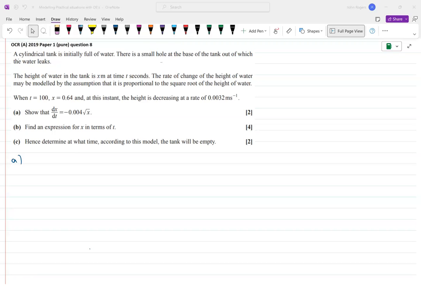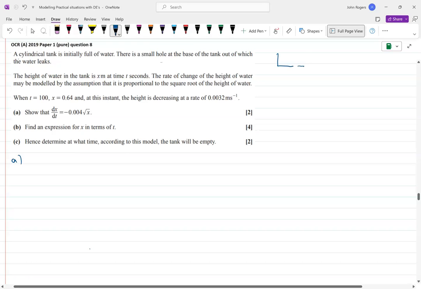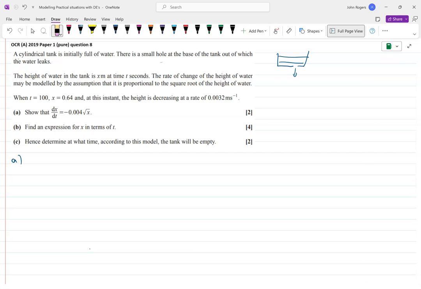It sets the scene. It talks about a cylindrical tank with water coming out of the bottom here, so obviously the height over time is going to be decreasing. It's given us the variables: the height is x, and the time is t seconds. There are two key things that will enable us to set our equation up, but the first thing we're going to do is use this.